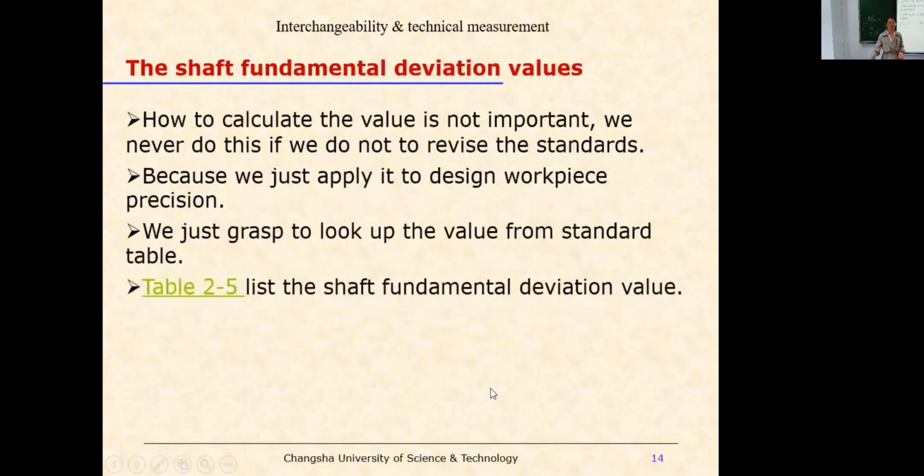How to calculate the value is not important. We never do this. You will never calculate the value like this with 0 or 8 or 7. We cannot do that; we just find it from the table. That is standard, because we do not revise the standard. We just look up the value from the standard table.